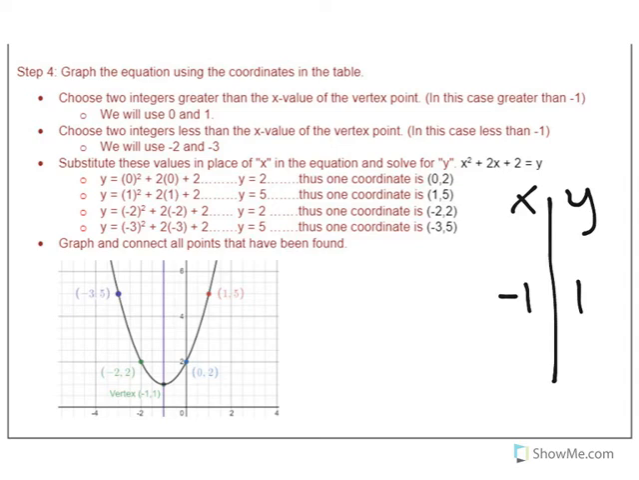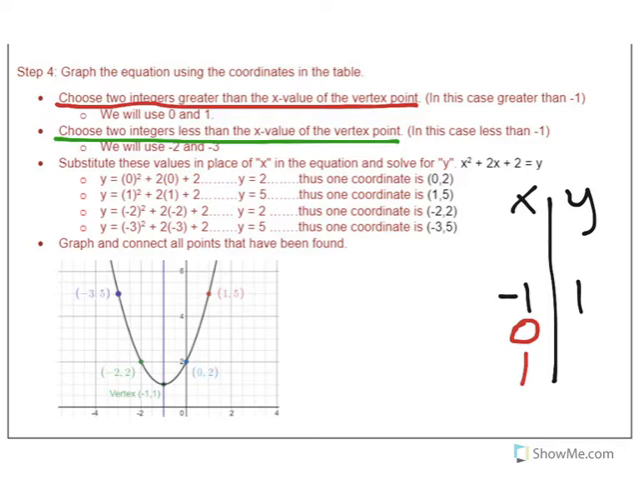So I'm going to place that in the middle, because think of symmetry. If that's the middle of everything, my axis of symmetry, my vertex, should go in the middle of my table. It helps me build off from there. So I'm going to choose 2 integers greater than the x value of my vertex. So my x value of my vertex was -1. So 2 values greater would be 0 and 1. Now I'm going to choose 2 integers less than my x value of the vertex. So -1 is my x value for the vertex. I'm going to go backwards 1 and backwards another 1.